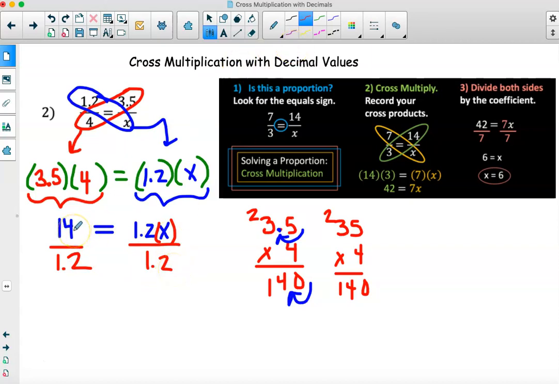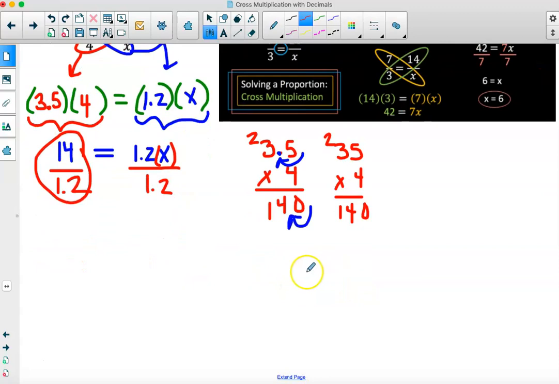Now we need to take the 14 and divide it by 1.2. So I'll scroll down a bit and I'll write the 14. The numerator goes inside the house. The 1.2 goes on the outside. I'm thinking of that horse and the rider. The rider can go inside the house, but the horse has to stay outside. So rider, horse.